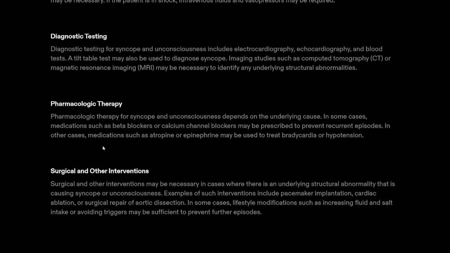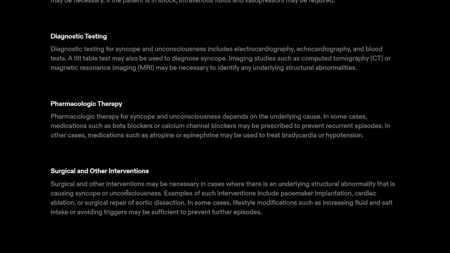Next, pharmacological therapy. In some cases, medications such as beta blockers or calcium channel blockers help us to prevent further episodes. In other cases, if the patient is having arrhythmias and suffers with bradycardia or hypotension, we need to administer medications such as atropine or epinephrine.